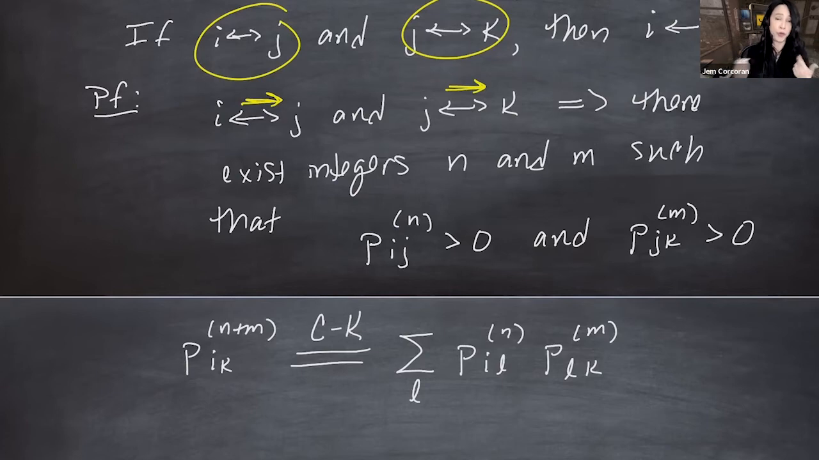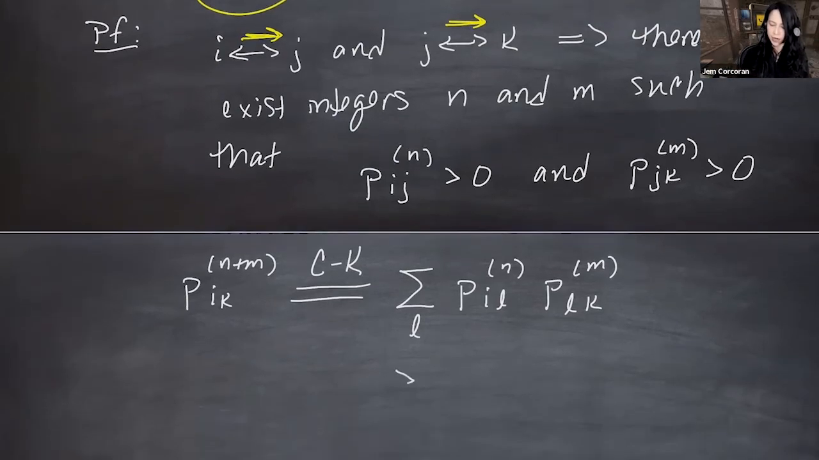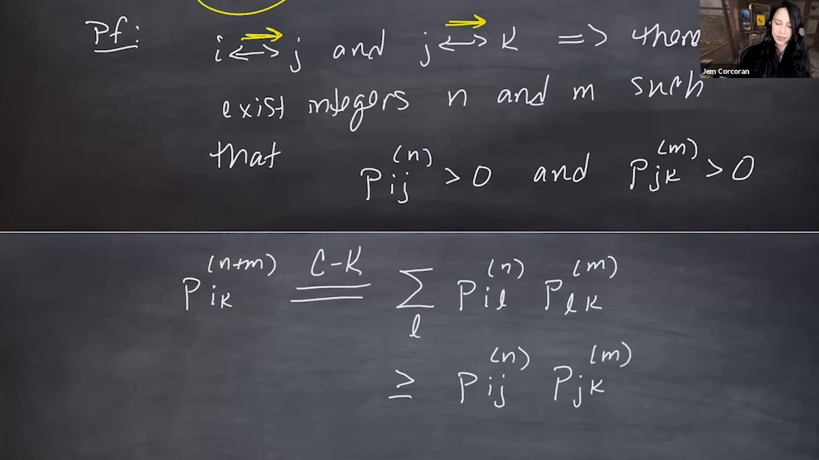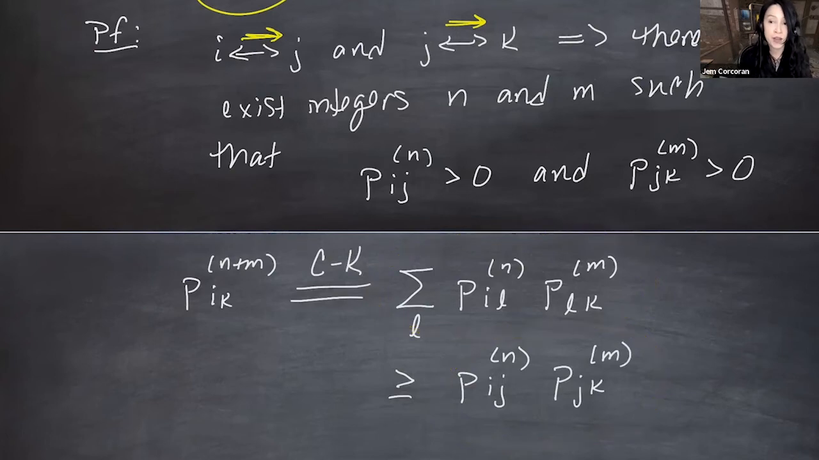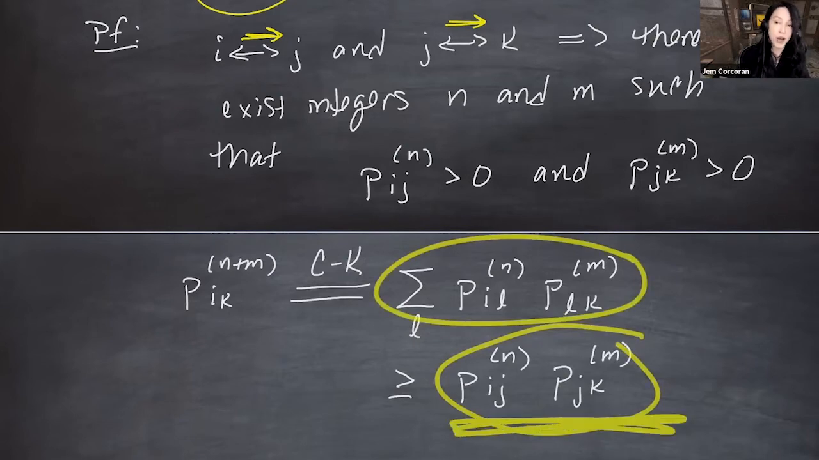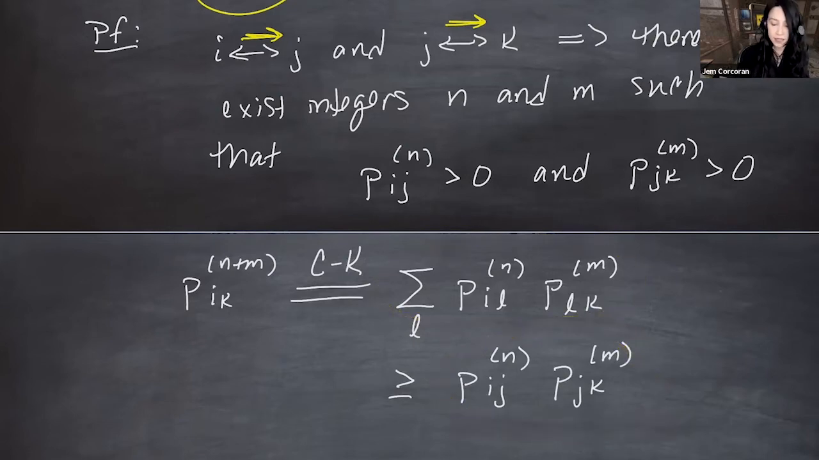But the L is running over the whole state space, so it will hit J. And so this is greater than or equal to P_ij in n steps times P_jk in m steps, because this is just one of many terms in here. All the other terms could be 0, but I know that at least this is in there, and this is positive. Let me write that. It is positive.